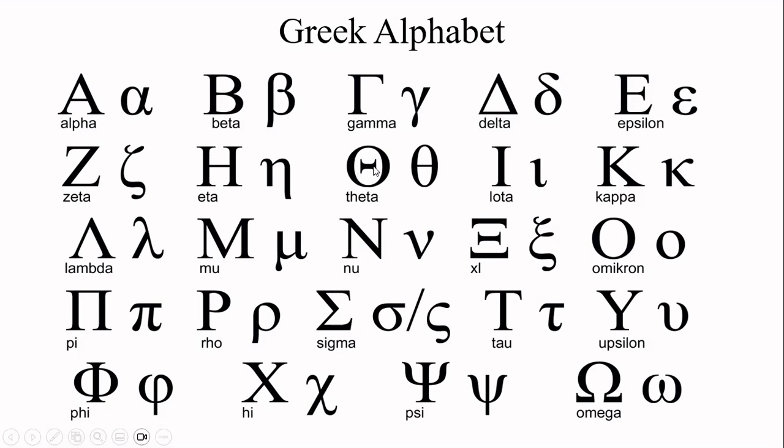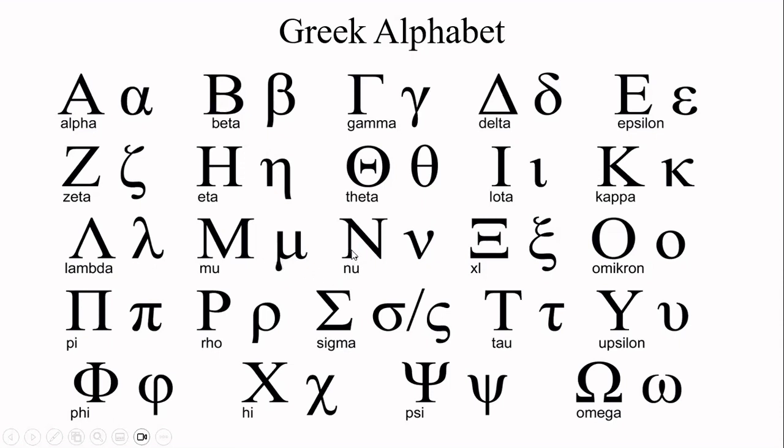Theta, uppercase theta, lowercase theta. Iota, this is the uppercase iota and lowercase iota. Kappa, uppercase, lowercase kappa. Lambda, uppercase lambda, lowercase lambda. Mu, uppercase mu, lowercase mu. Now, if you took maybe a physics class, you might have heard it pronounced "mew." However, the proper pronunciation is "moo," as in the cow mooing.